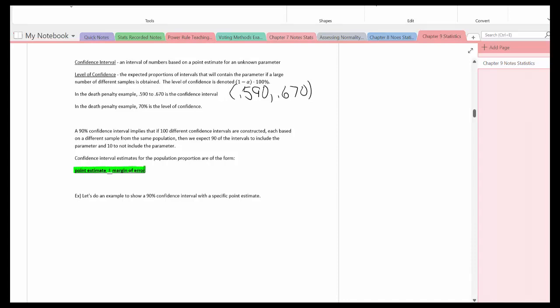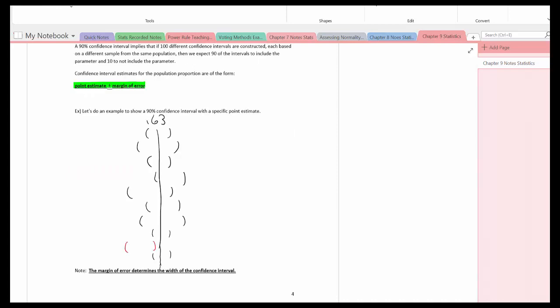So let's do an example to show a 90% confidence interval with a specified point estimate. So I'm going to draw this now below. So now I've drawn 10 different confidence intervals. Notice the 9 that are in black each contains the point estimate, which is p hat, 0.630. Notice the one in red, the confidence interval I've drawn, does not contain the point estimate here. This would be an example of a 90% confidence interval. And again, as a quick reminder, the margin of error is going to determine the width of the confidence interval.